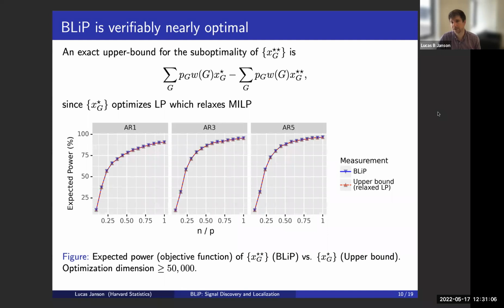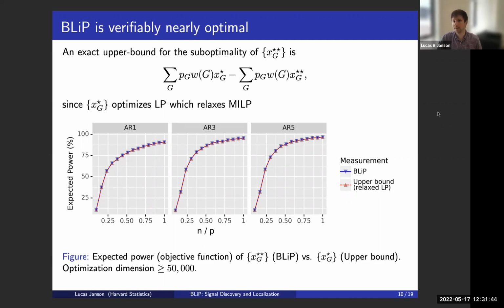And this plot basically just confirms that. It shows a few different simulations over a few different dimensionalities. These all have over 50,000 optimization variables, so different candidate groups that we're considering. What we see here is basically one line, but in fact we're plotting two lines. One is the solution obtained by BLiP, and the other is the upper bound obtained by looking at the relaxed linear program's solution. And we see that they're on top of each other. They're indistinguishable.